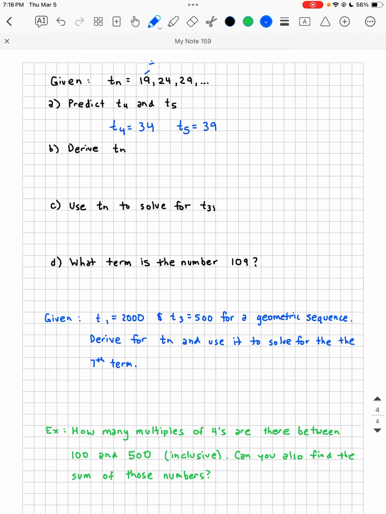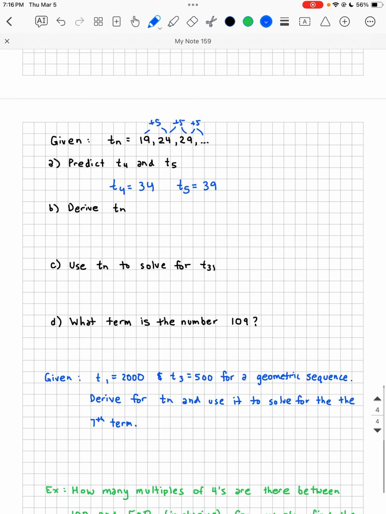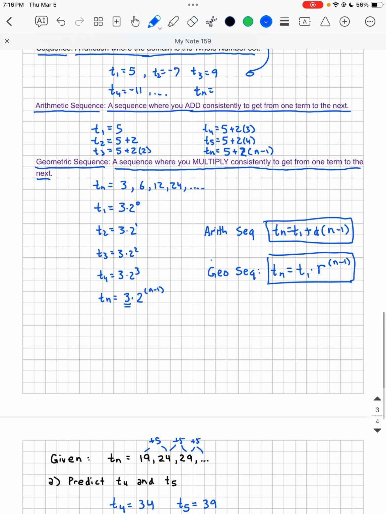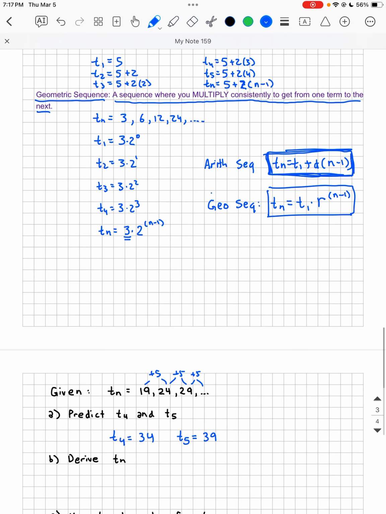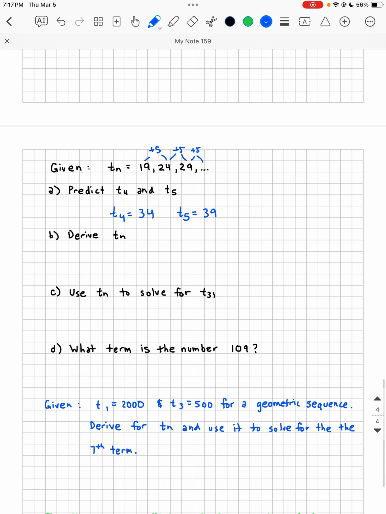If you recall, since you're adding consistently by 5 over here, and over here, and so on, we can say that this is really an arithmetic sequence, which in turn is really just a linear equation. Writing it term for term, we need the first term, the difference, and then n minus 1. Let me write it over here. T of n is equal to the first term plus d multiplied by n minus 1.